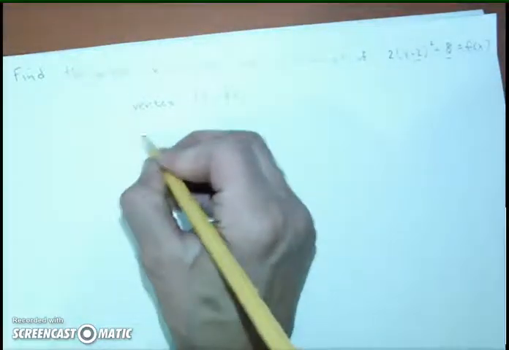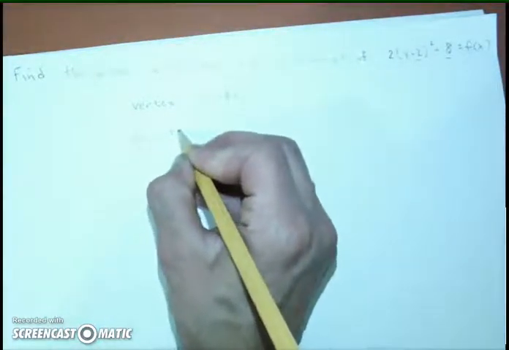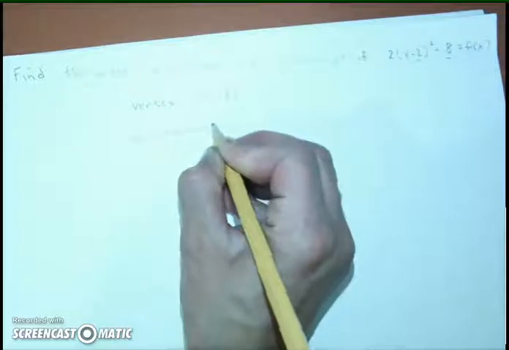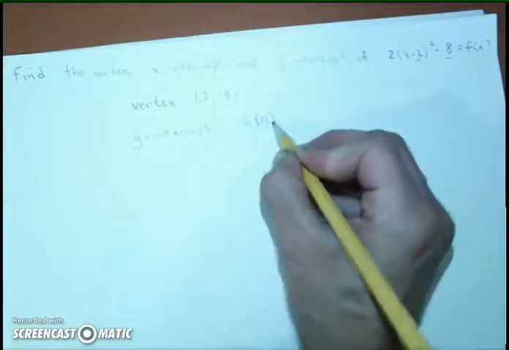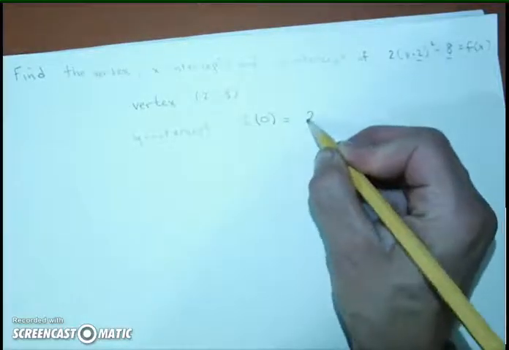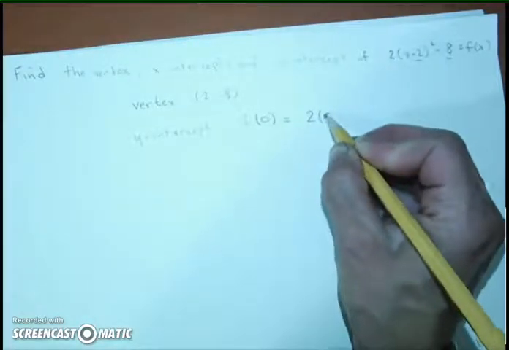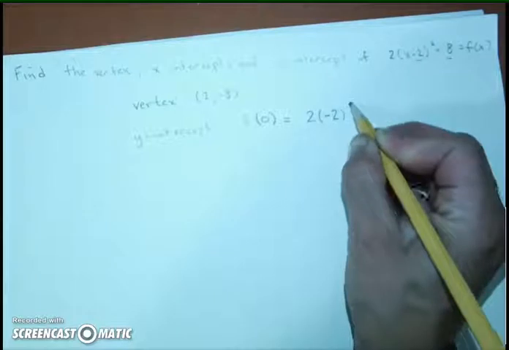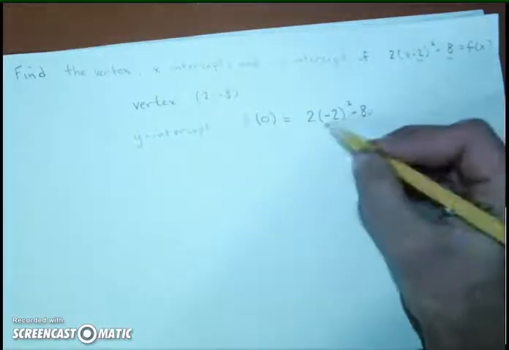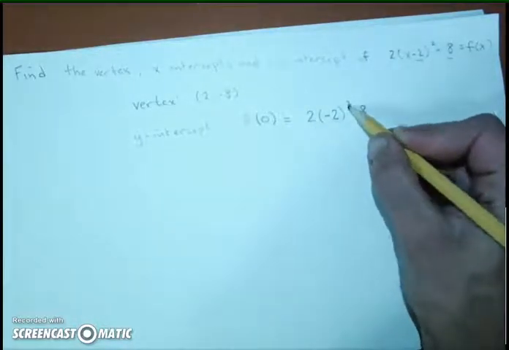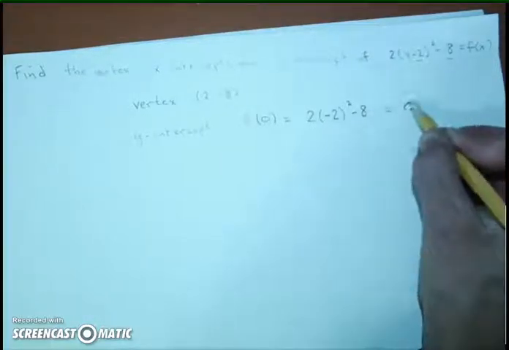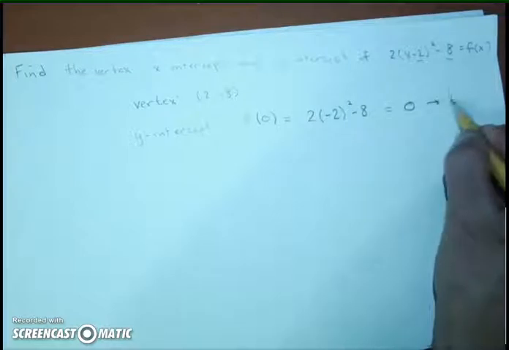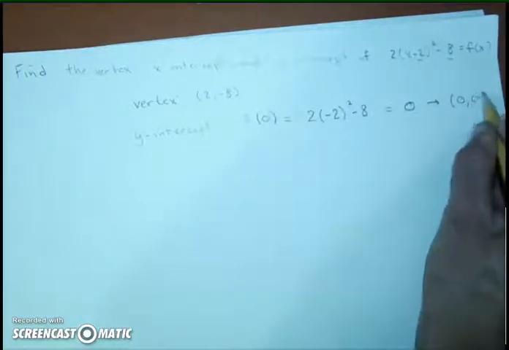Now to find the y-intercept, we plug in 0, so we do f of 0, which is going to be 2 times 0 minus 2 is -2, quantity squared minus 8. So negative 2 squared is 4. 4 times 2 is 8, so we end up with 8 minus 8, which is 0. So that tells us the y-intercept is 0, 0.